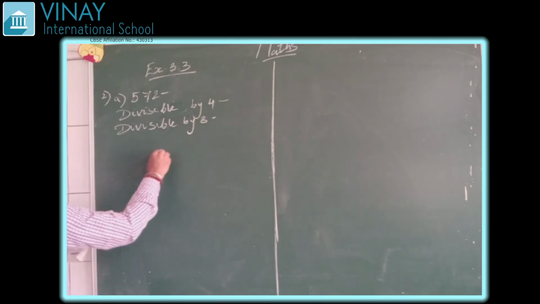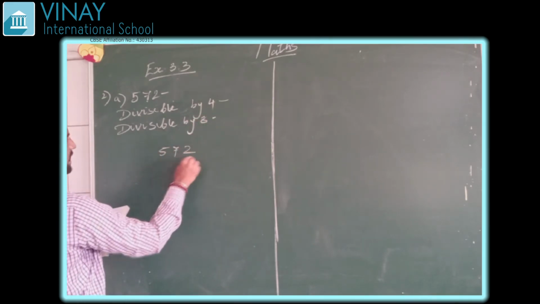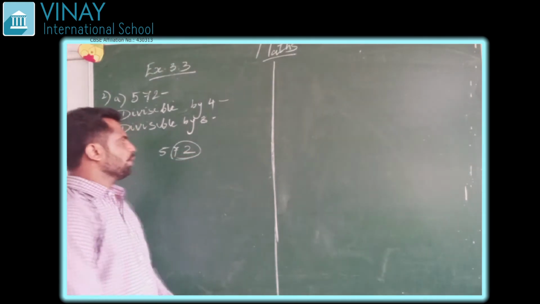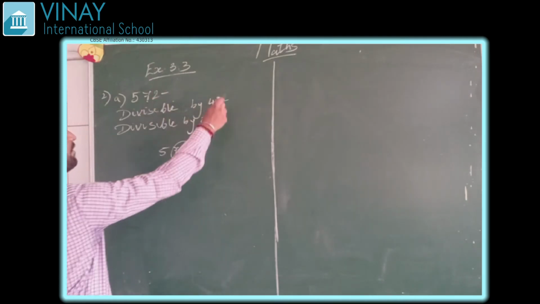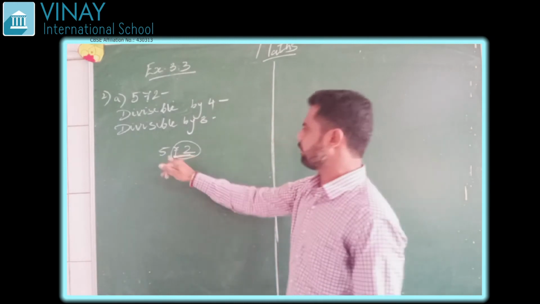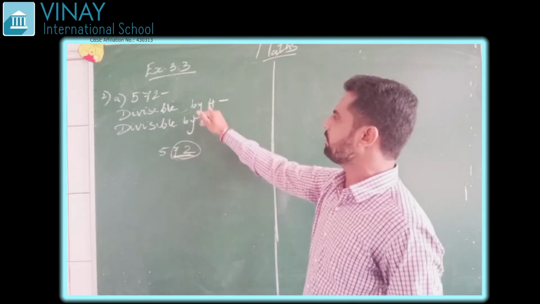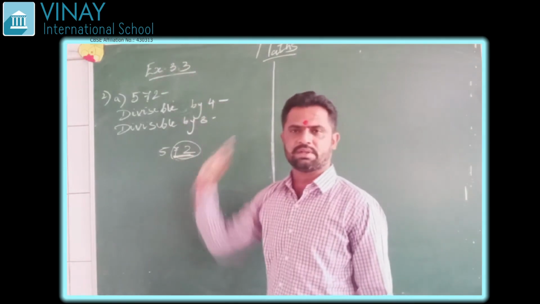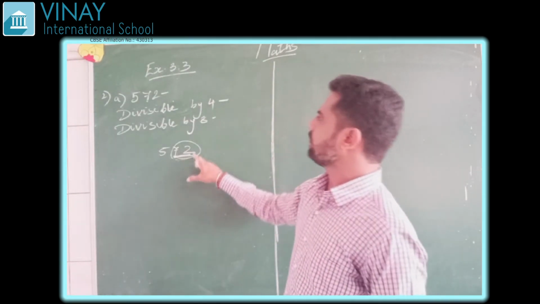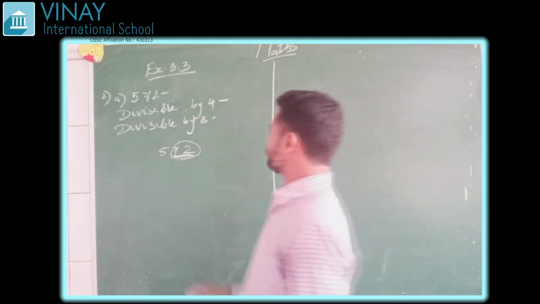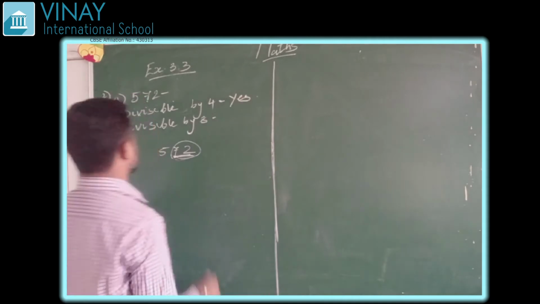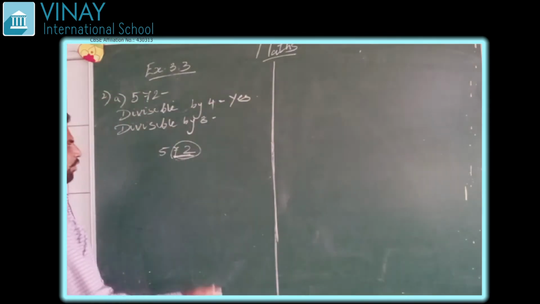Now if we see in 572, the last two digits are 72, which is divisible by 4, because in divisibility of 4 we had learned that we need to check whether the last two digits are divisible by 4, then that number is divisible by 4. So here the last two digits are 72, which is divisible by 4, and that's why this number is divisible by 4, so we can write yes, it is divisible by 4.